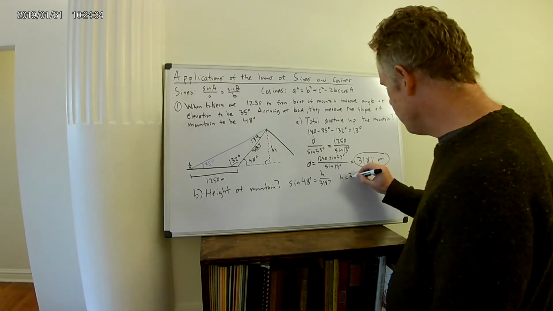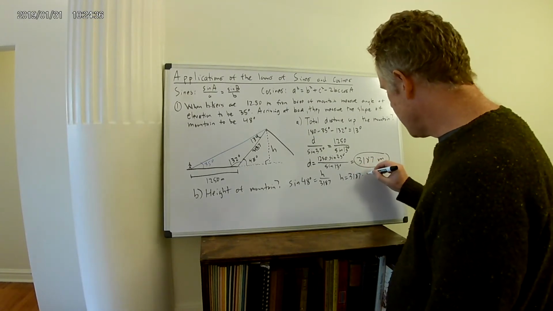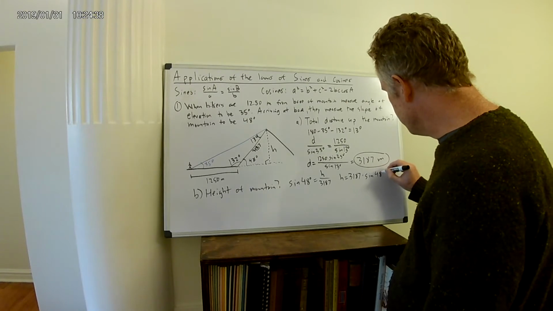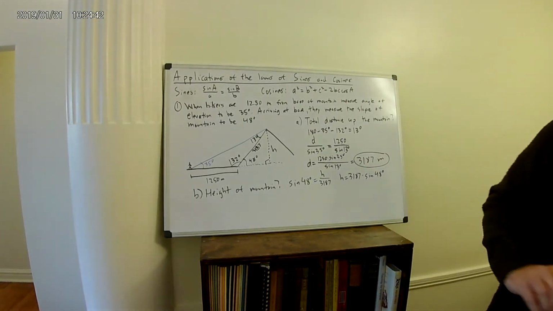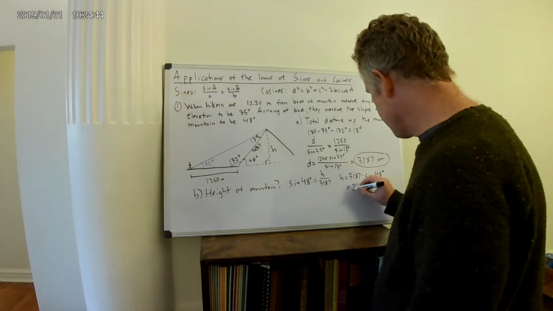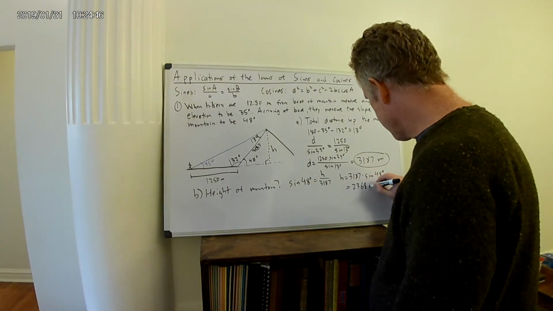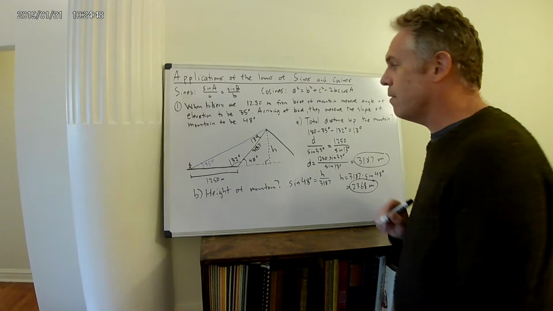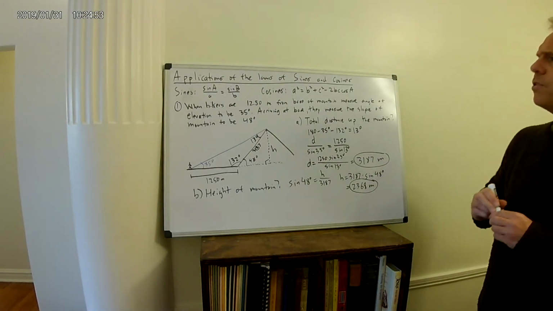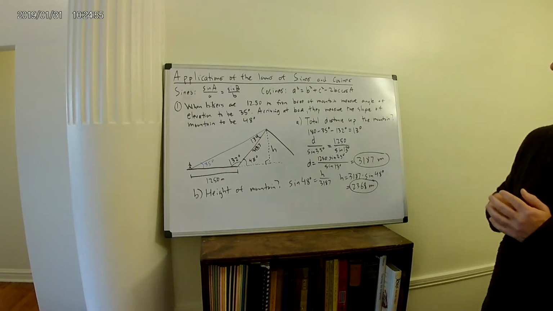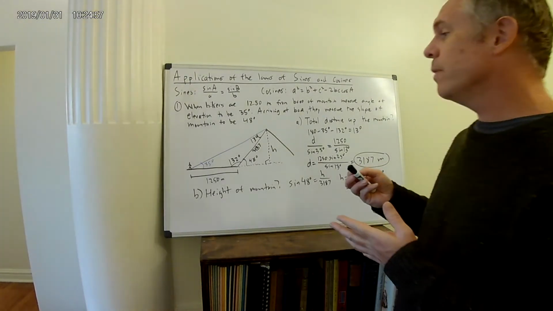H equals 3187 times sine of 48 degrees. Okay. And now I can plug this in my calculator, and this comes out to 2368. And this is the height of our mountain. This 2368 meters is the height. So this is a good example of an application of the law of sines to a real life problem.